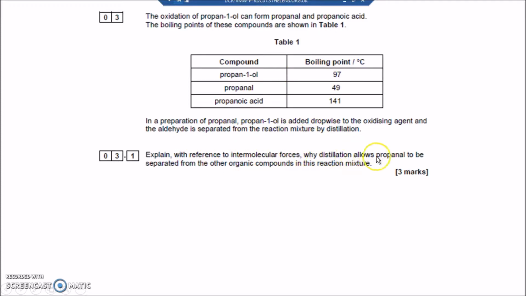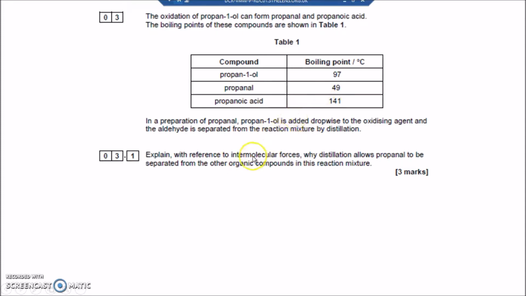Explain with reference to intermolecular forces why the distillation allows propanal to be separated. So I've got to talk about intermolecular bonding within each of these and explain these boiling points. So first of all, propanal. Propanal has got dipole-dipole attractions because it's got a polar carbon to oxygen double bond, and a relatively low boiling point therefore. Propan-1-ol has got hydrogen bonding and therefore a higher boiling point. Propanoic acid has actually got dipole-dipole attractions and hydrogen bonding as well, and therefore the highest boiling point.